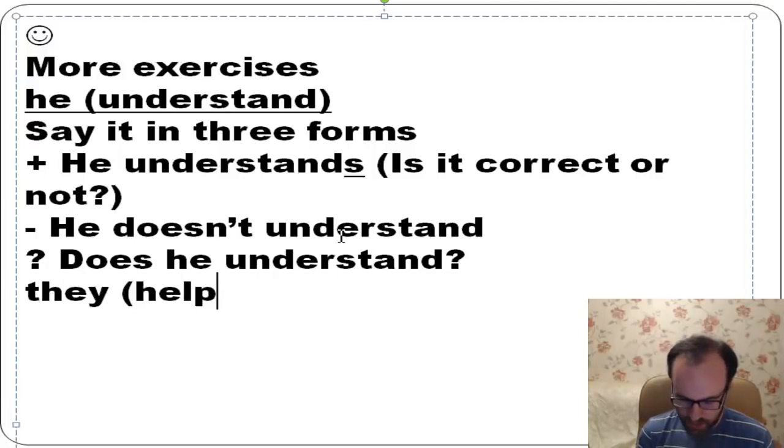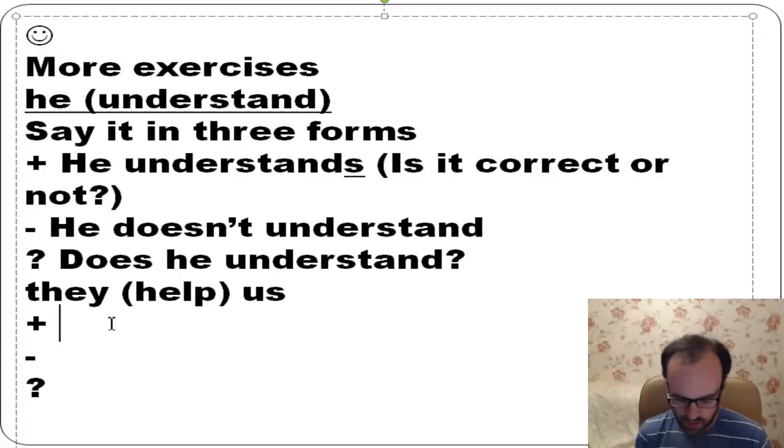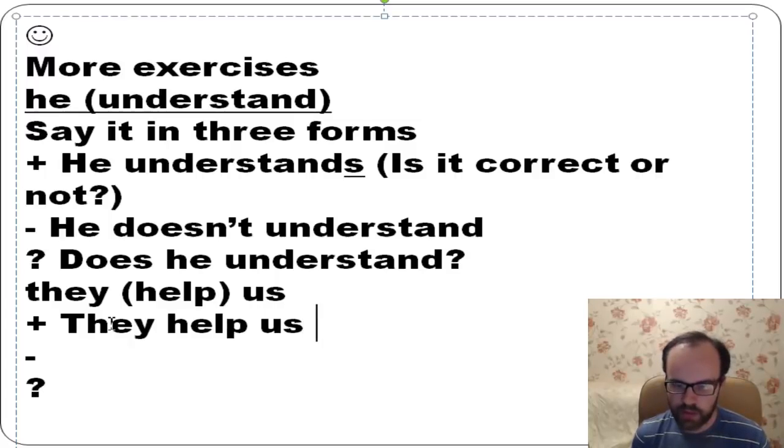They help us. So say it in three forms: in a statement, negative form, and a question. So they, it's a subject plus verb. Help us. Is it okay? Yeah, it's okay, because we have s only with he, she, it.